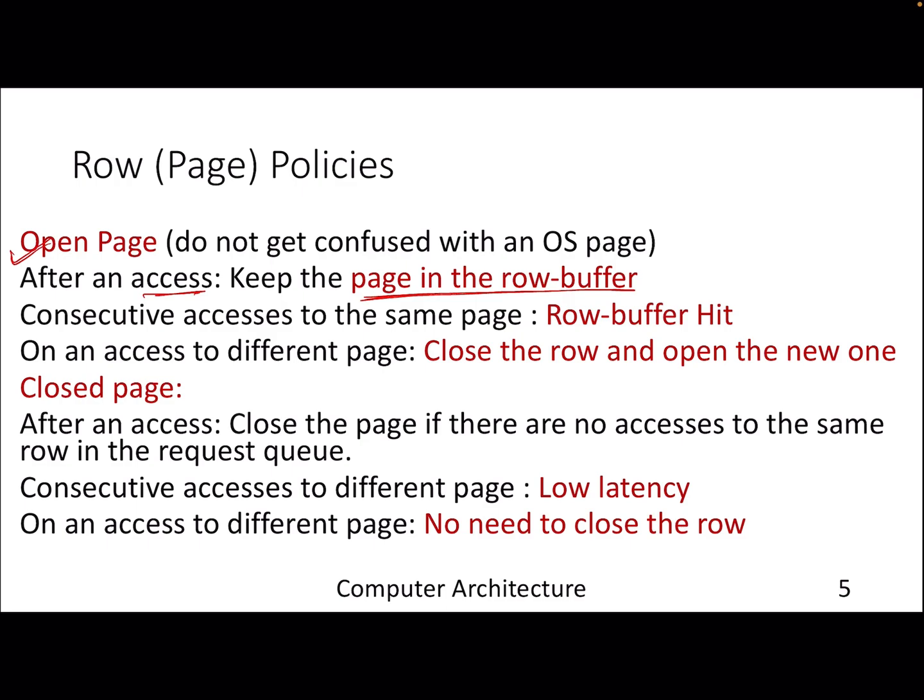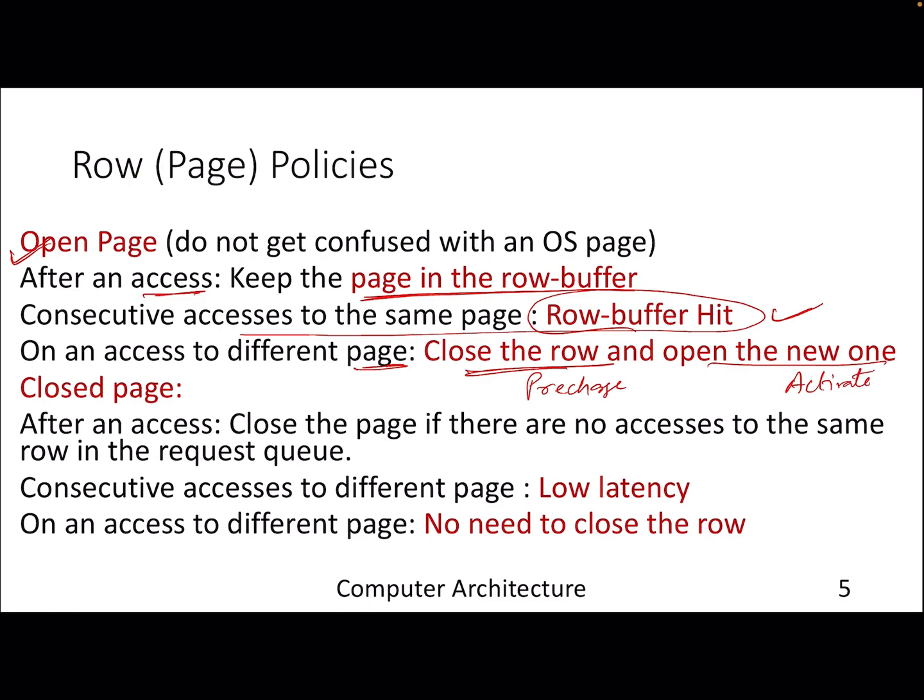The best part of this policy is if the application has locality, then consecutive accesses will go to the same page and you will get row hits. No need to get the data from the DRAM, no need to spend time in activating a row. But the moment you access a different page or a different row, you have to close the row, meaning you have to pre-charge the row, and open a new one. That means you have to activate a new one.